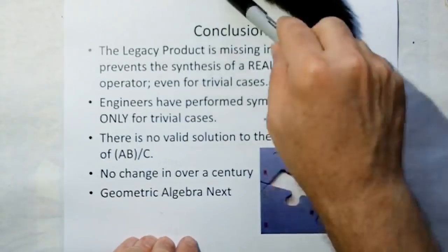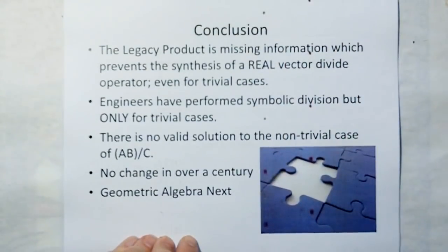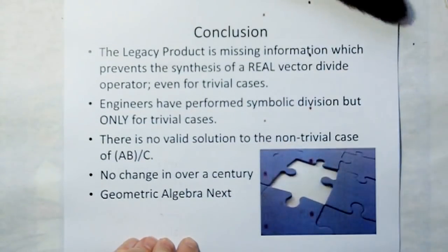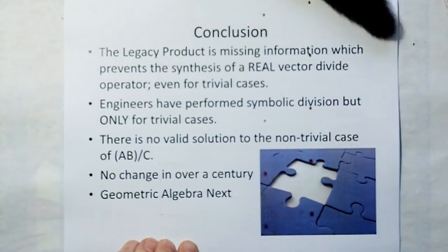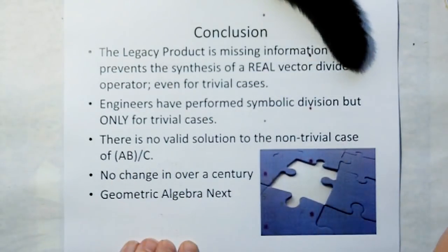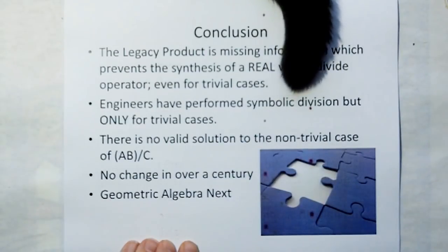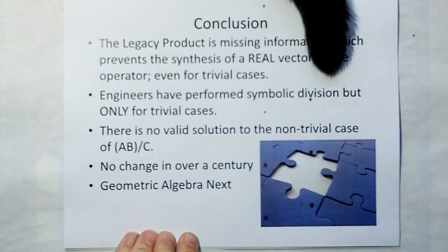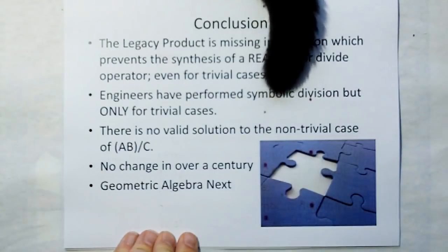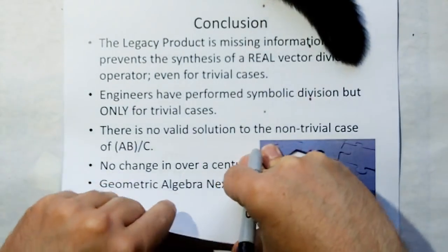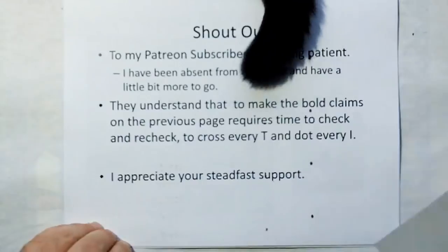So the conclusion is the legacy product is missing information which prevents the synthesis of a real vector divide operator, even in the case of trivial divides. And engineers have been performing symbolic division, but can only do it for trivial cases. Again, there is no valid solution to the non-trivial case of AB over C. This has not changed in over a century, and in the next video we're going to discuss geometric algebra, which claims to have a solution for this. And I'm going to show you that geometric algebra is really mistaken.